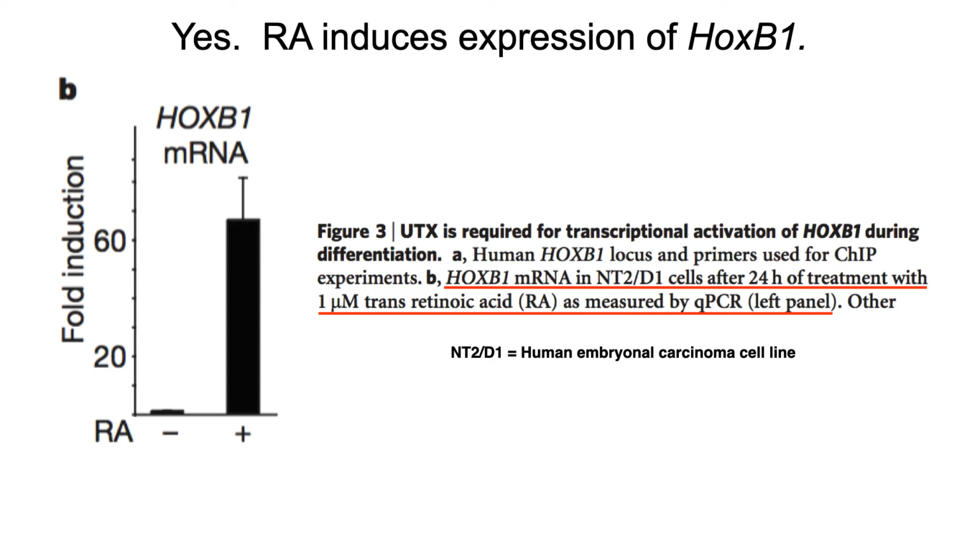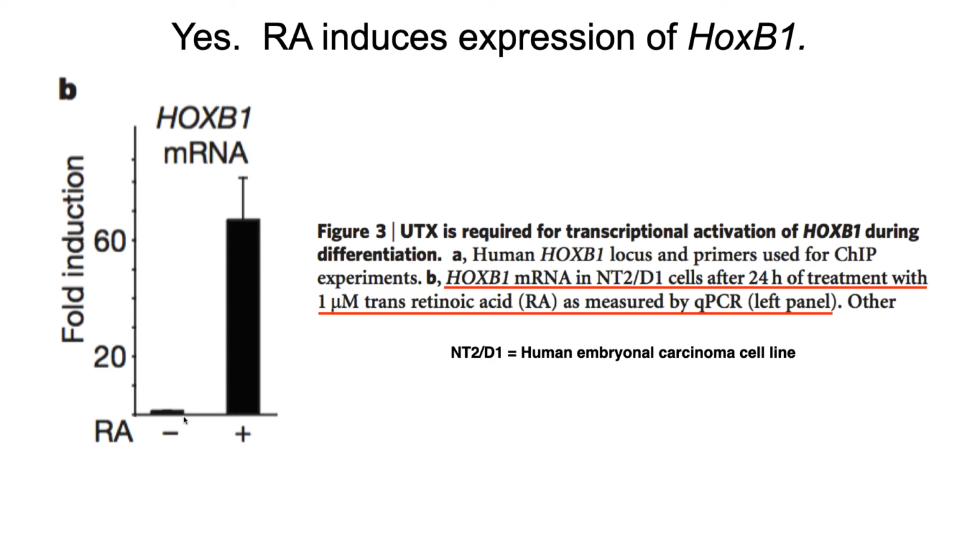So what they've done is they've taken NT2D1 cells. Now these are human embryonal carcinoma cell lines. So it's a model system for looking at human cells. And what they did was they treated the cells for 24 hours with retinoic acid. And then they measured the amount of HOXB1 messenger RNA using, they say here qPCR, but since it's messenger RNA, it must have been RT-qPCR, reverse transcriptase quantitative PCR.